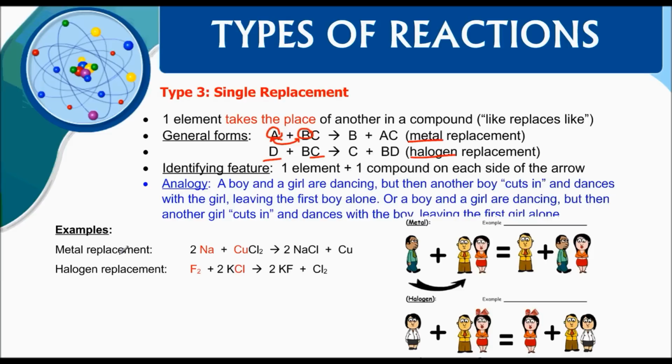So I have an example of the metal replacement. We've got sodium plus copper II chloride react to form sodium chloride plus copper. So you can see here that the sodium and the copper switched places because now sodium is with chlorine, not copper. And copper is all by itself. In the next example, I've got the halogen replacement. So we've got fluorine and chlorine switching places so that potassium and fluorine are together and chlorine is by itself. This is called single replacement.